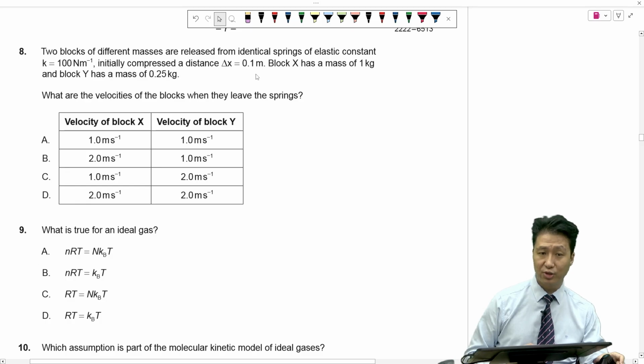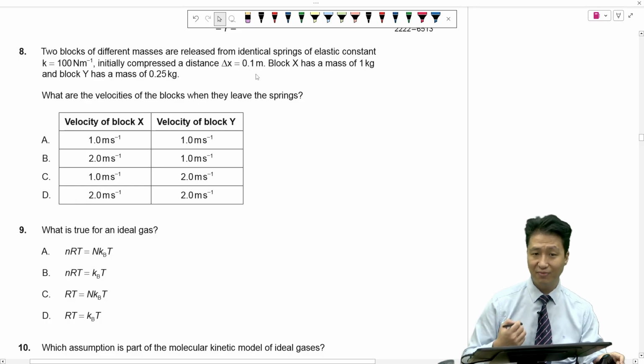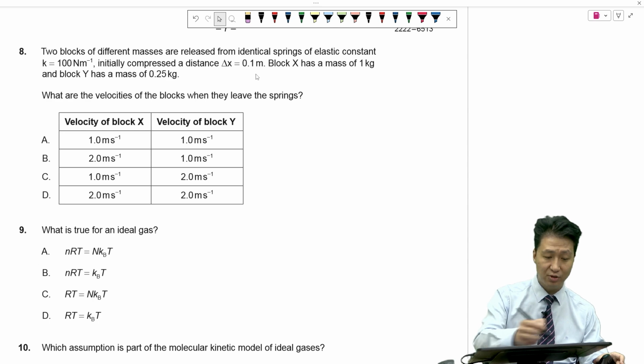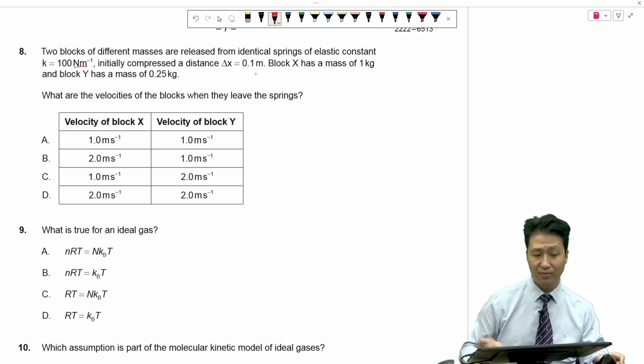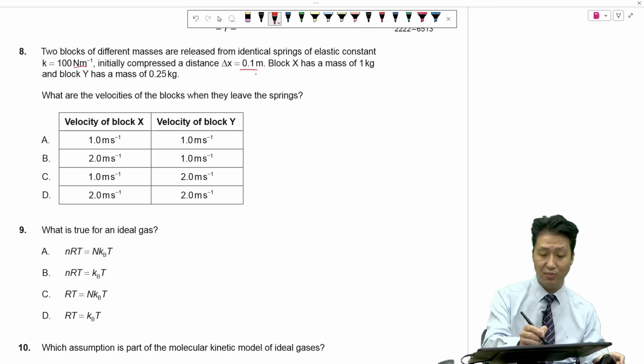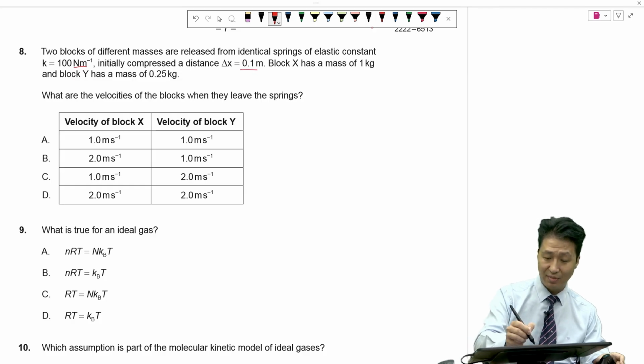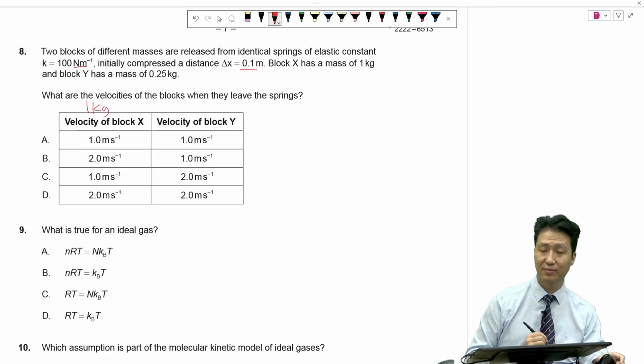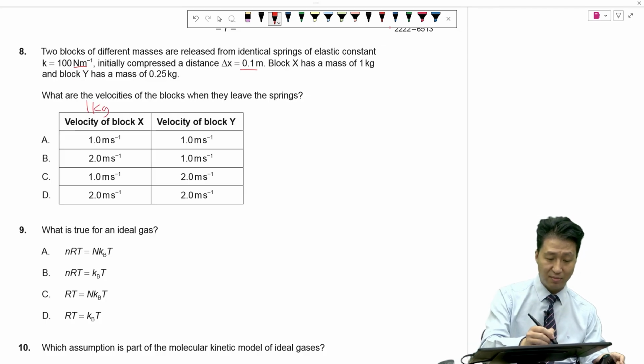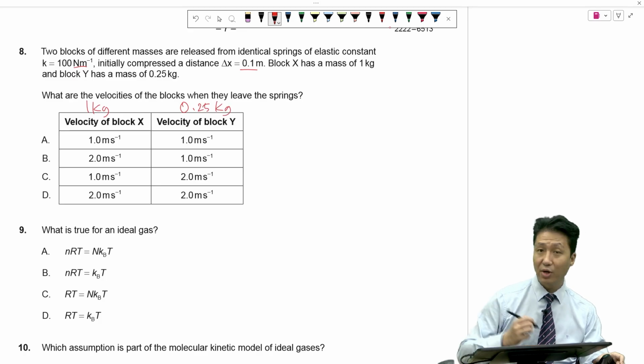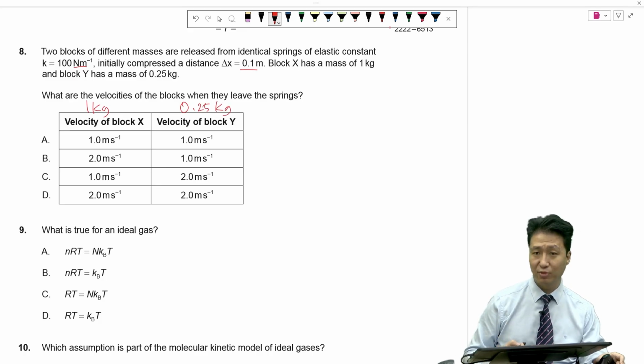In the following question, question number 8, there are 2 blocks of different masses that are released from identical springs of elastic constant 100 newtons per meter. Initially, this spring is compressed at a distance of 0.1 meters. Block X has a mass of 1 kilogram, so let's write it down. 1 kilogram for block X. And block Y has a mass of 0.25 kilograms. What are the velocities of the blocks when they leave the springs?